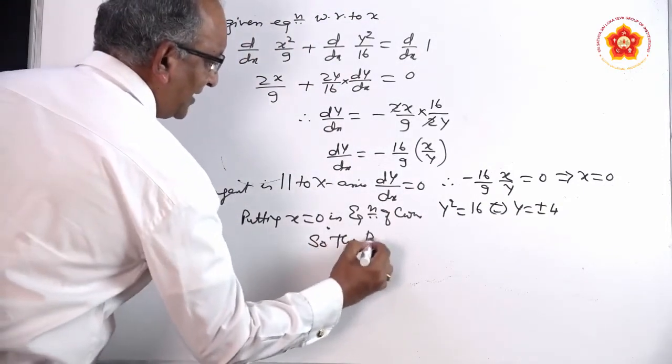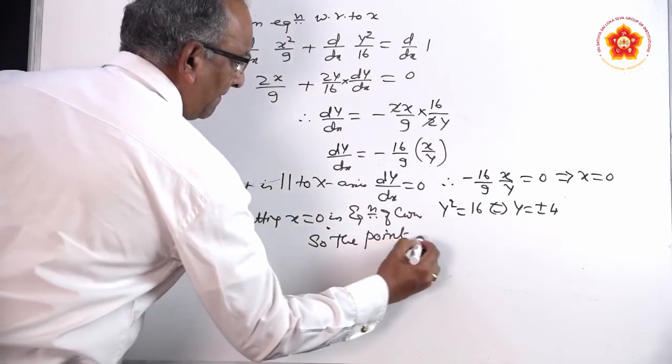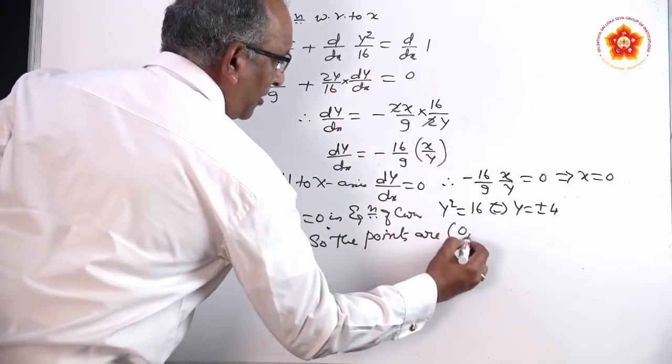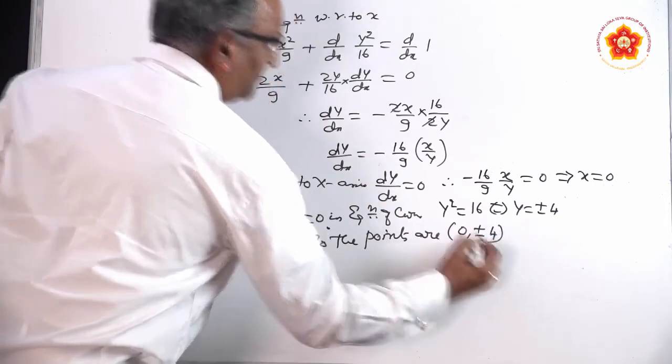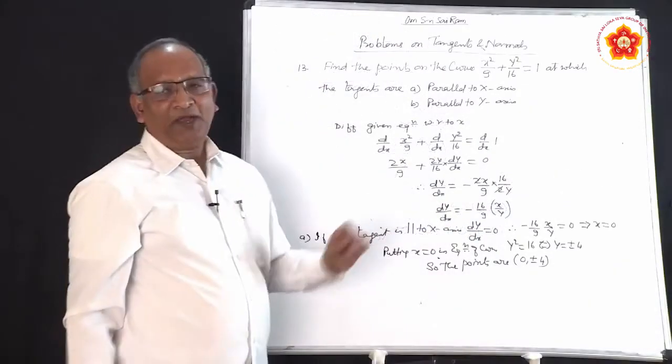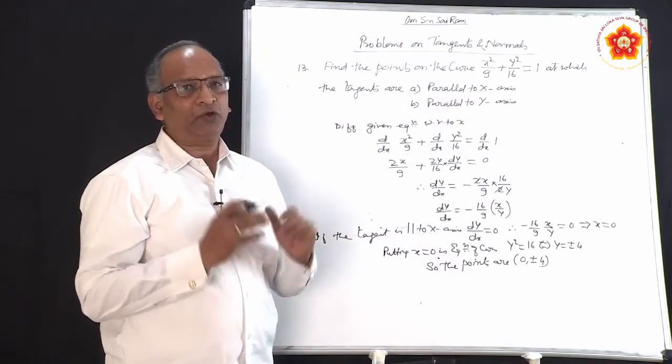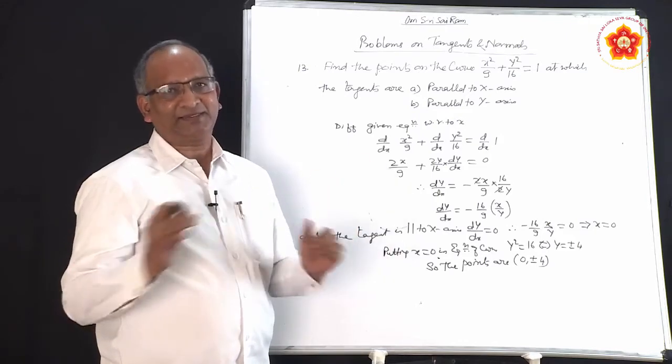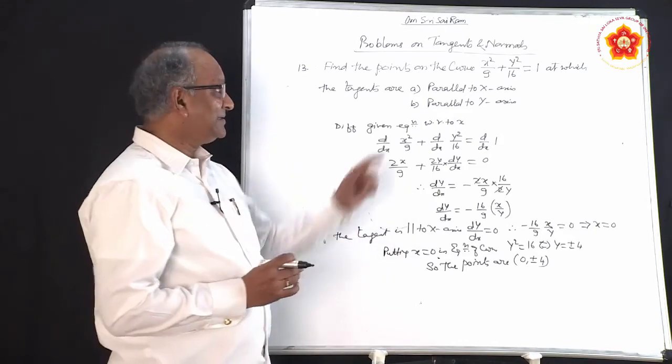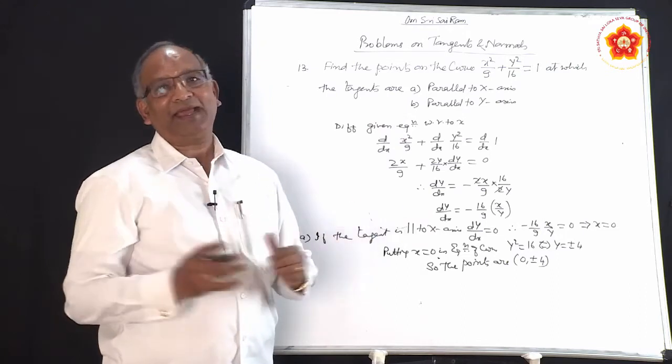So, the points are 0 comma plus or minus 4. These are the points where the tangents are going to be parallel to the x axis. Now, he is asking the second part, parallel to the y axis.